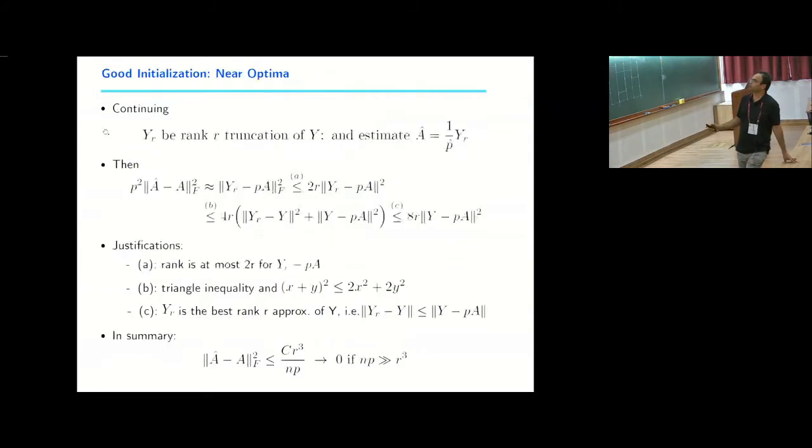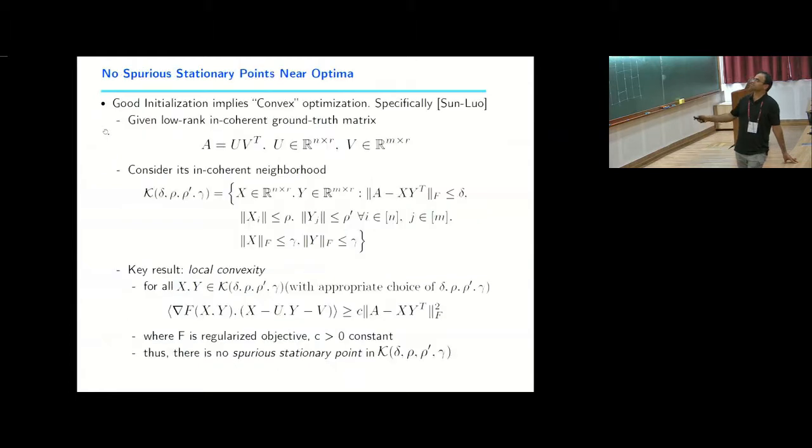Yes, so take your observation, replace missing values by zeros, do a rank R approximation, A hat equals just this. Then you will be in the local neighborhood. And once you're in it, this analytic argument of Sun and Luo says it's a pretty good local neighborhood. You're effectively convex. Now you keep minimizing iteratively over U's and V's, and you find what you want.